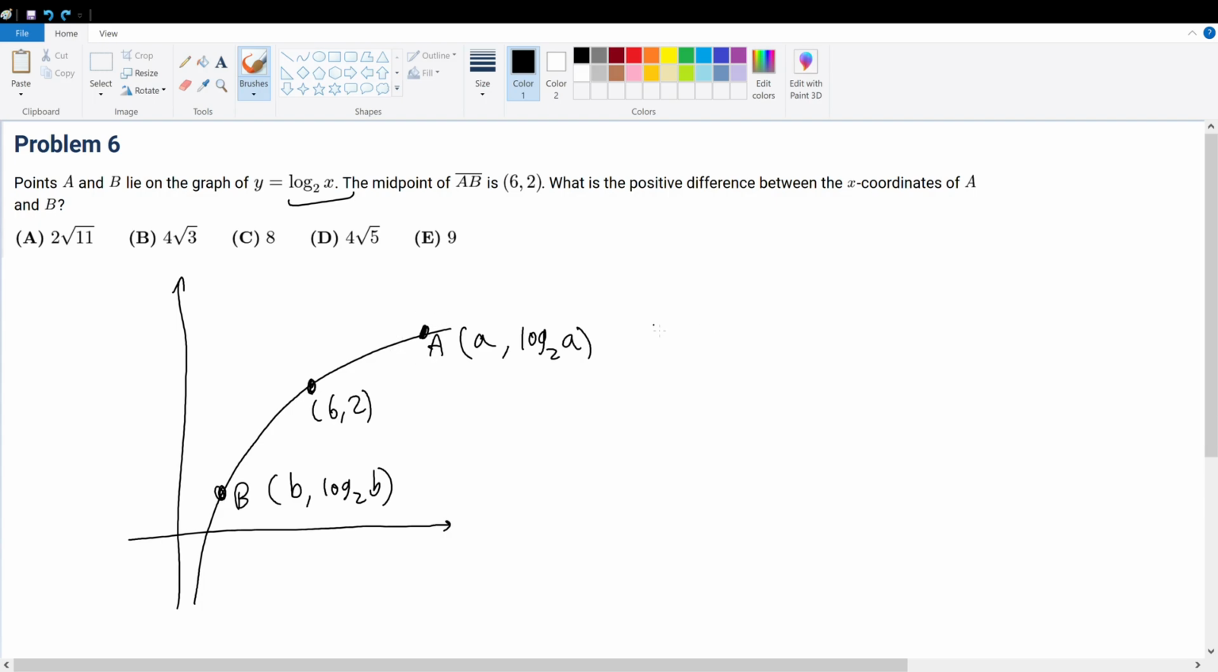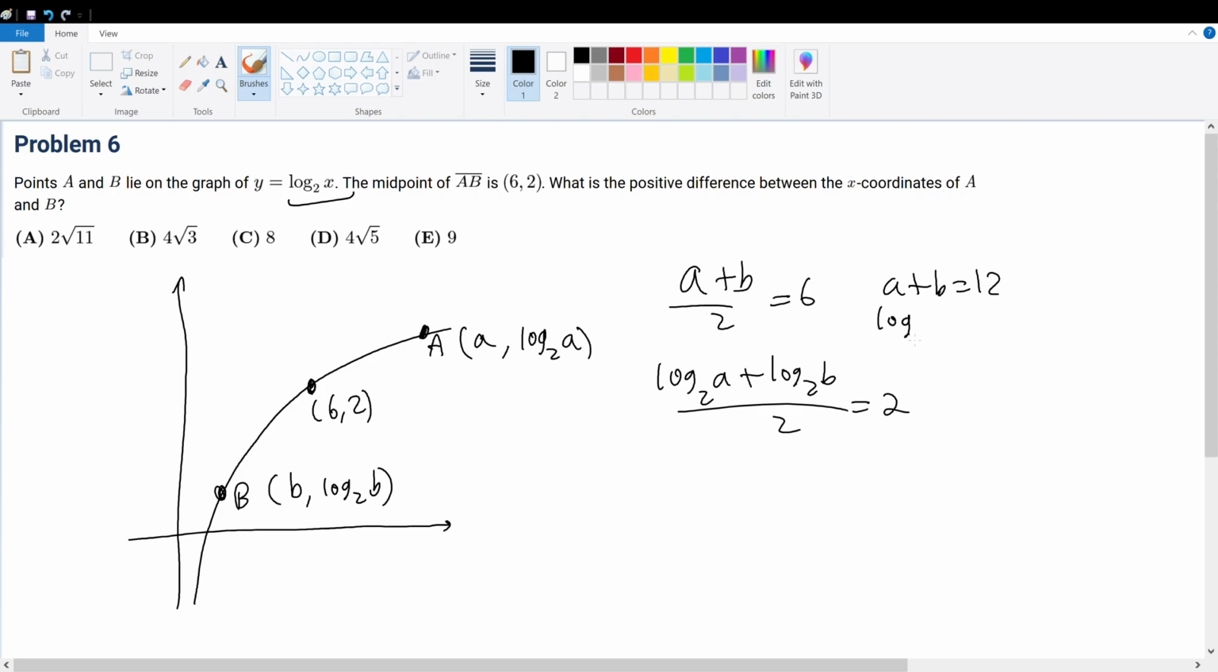We can say that by the midpoint formula, (a plus b) divided by 2 gives 6, and (log base 2 of a plus log base 2 of b) divided by 2 is equal to 2, right? That means a plus b is 12, and log base 2 of a plus log base 2 of b is equal to 4. So these are our constraints.